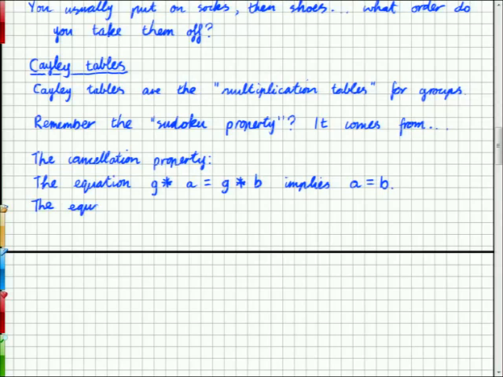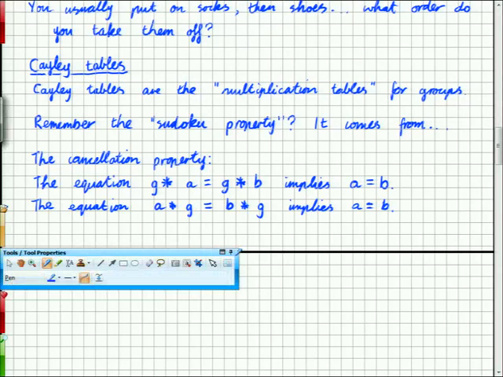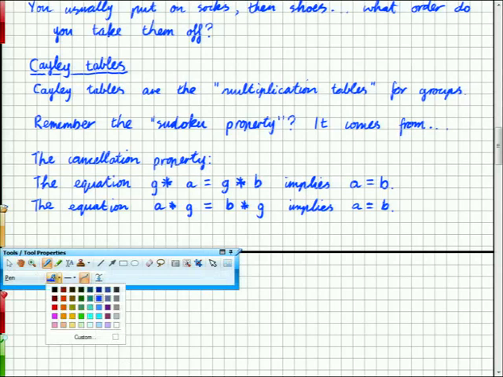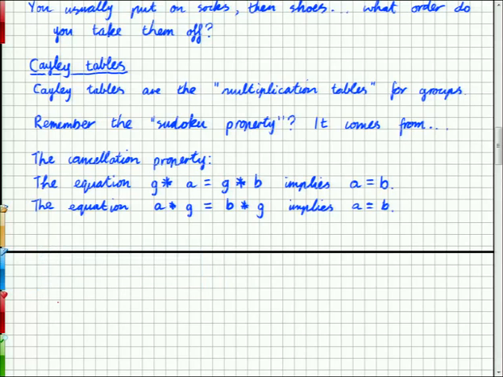Similarly, the equation A star G equals B star G also implies that A equals B. And here's the bit where people make a mistake. Don't get confused. You see what's common about those two equations I wrote down? In the first case, the G's are both on the left. In the second equation, the G's are both on the right. But you're not allowed to mix them up.